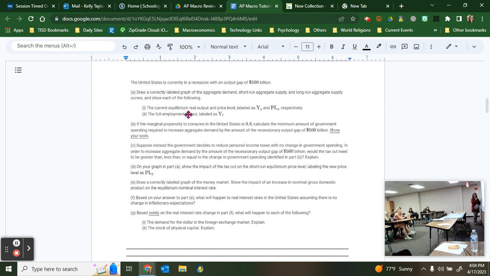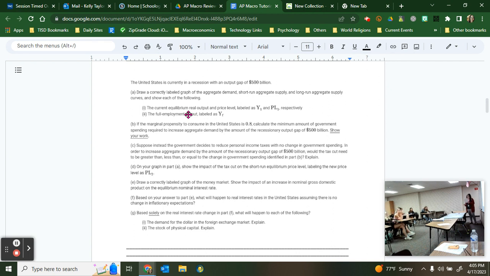I don't know the spending multiplier, but I have enough information to solve for it. The MPC being 0.8 means the MPS is 0.2 because them added together equals 1. And so the spending multiplier, which is 1 over 0.2, you guys get to use a calculator, fantastic, that is 5. So the spending multiplier is 5. So the change in spending required to close a gap of 500 billion is going to be $100 billion in spending required on letter B.